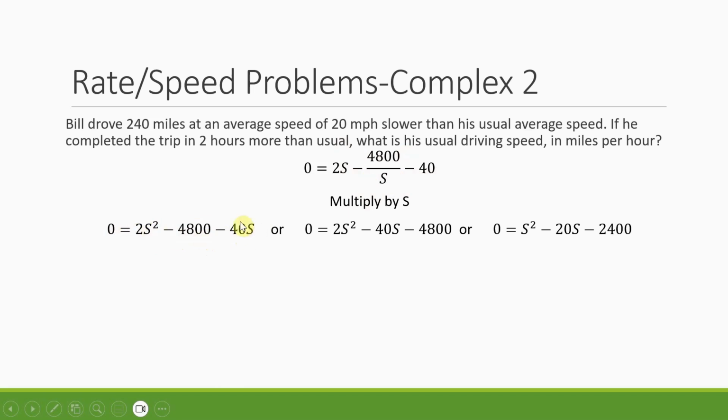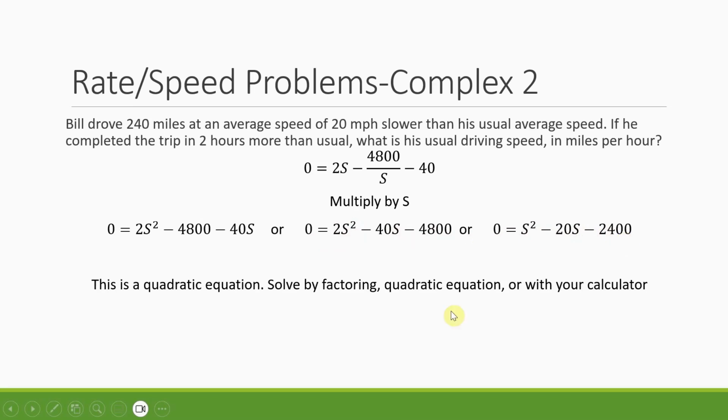I can clean this up. First, I'm just going to reorganize it because I now have a quadratic equation, but I'm used to seeing something in the form of x squared plus something x plus something. So I just flipped these two terms to give me 0 equals 2s squared minus 40s minus 4,800. Then I can realize that all of these can be divided by 2, because again, if I want to solve a quadratic, it's easier to do if the term in front of the squared is just a 1. So I can divide everything by 2 to give me 0 equals s squared minus 20s minus 2400.